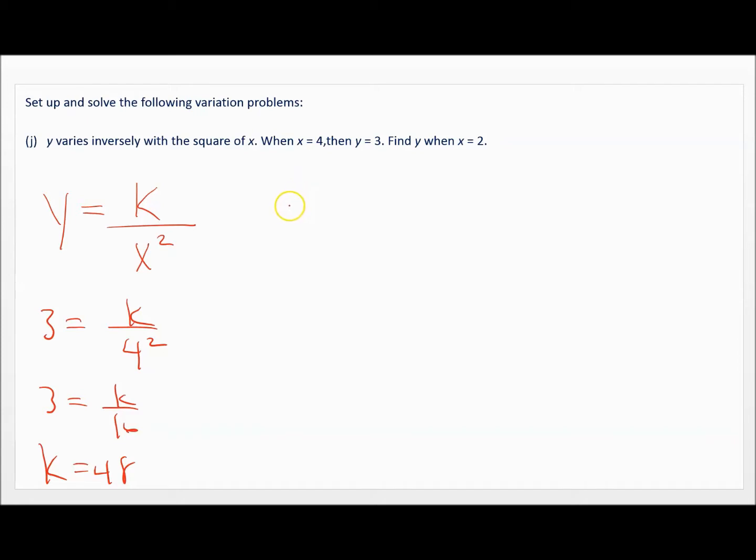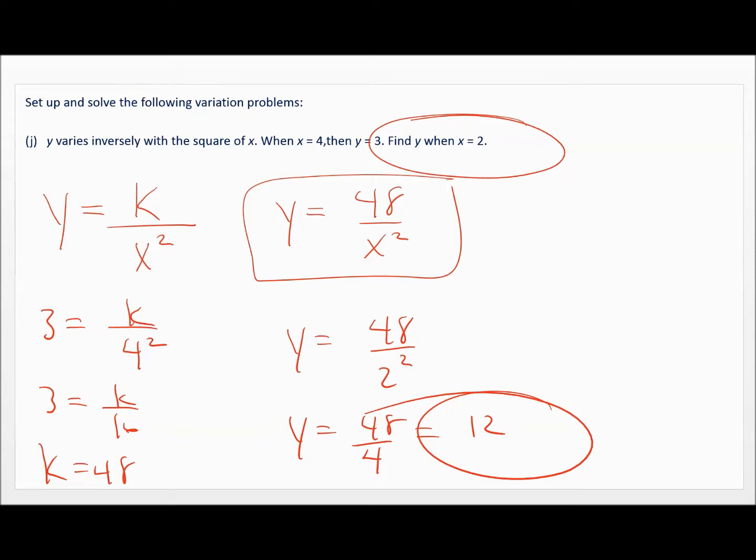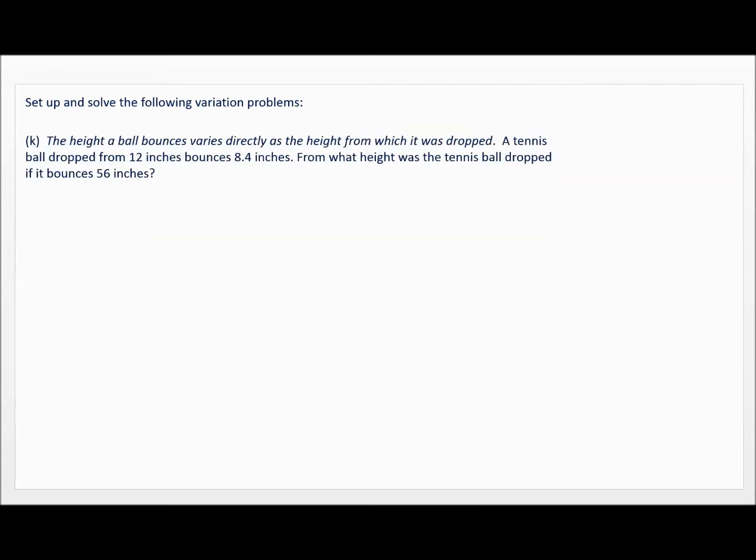Next we write the equation. So y is equal to 48 over x squared. So that's the equation. It didn't ask for the equation though. It asked to find y when x is 2. So y is equal to 48 over 2 squared. That's 48 divided by 4, and 48 divided by 4 is 12. So y is 12.